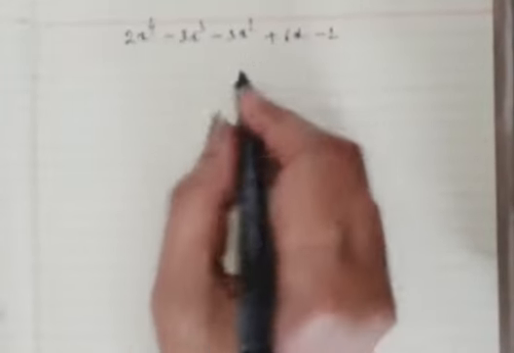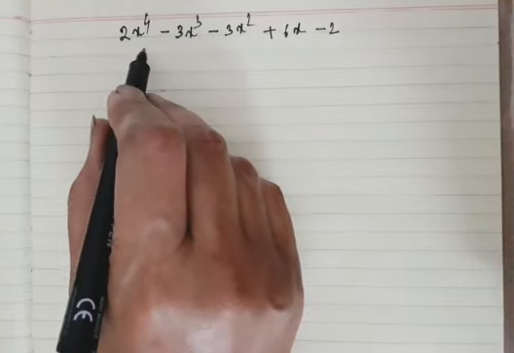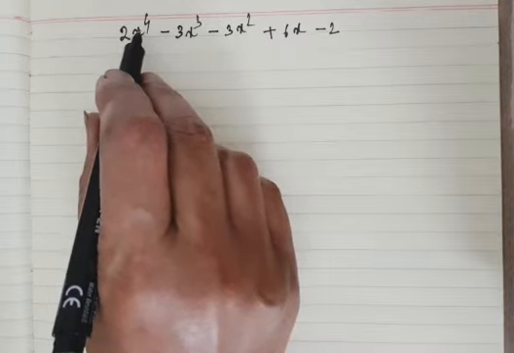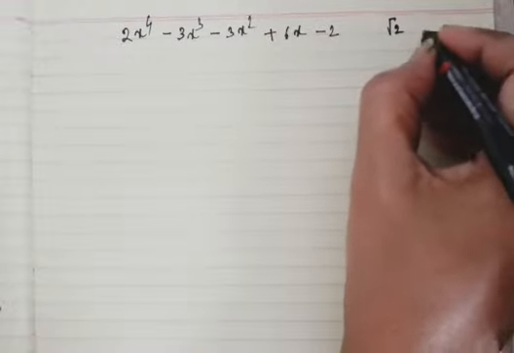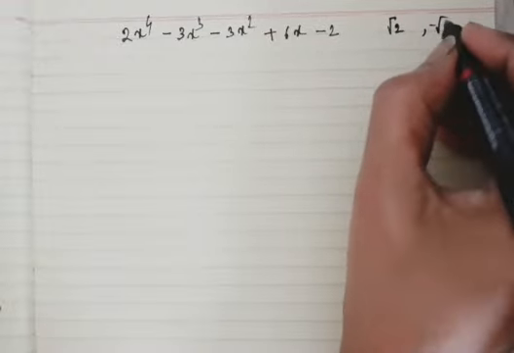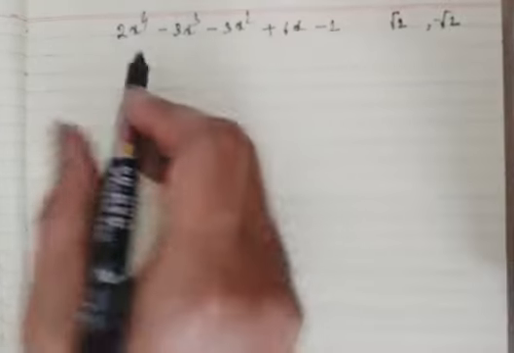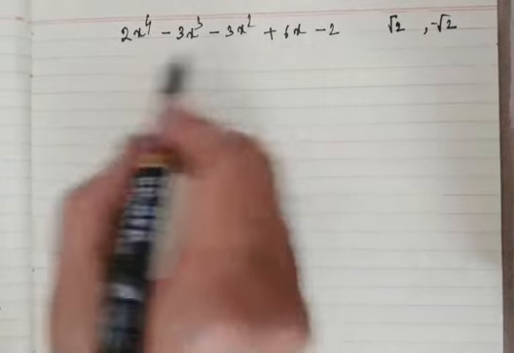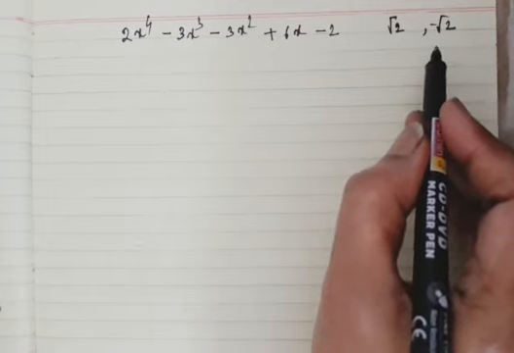And also it is given this polynomial has 4 zeros, because the degree is 4. Out of 4 zeros, 2 zeros are already given. One is root 2, one is minus root 2. So 2 zeros are already given, and it is asked to find the other 2 zeros.